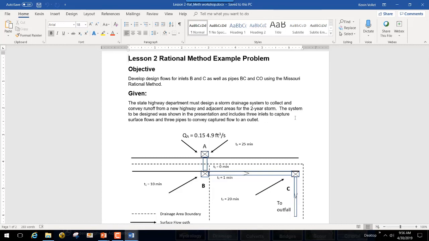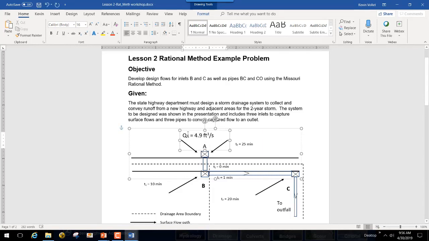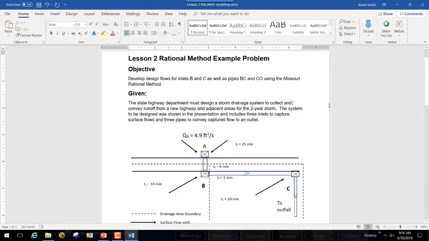And to find the intensity, we gave you the equation, so you can find the intensity for that 2-year storm when we're using the central district area equation. We gave you the areas, didn't we? A, B, and C are right. Yeah, I'm sorry, it's in mine, it's not in yours.